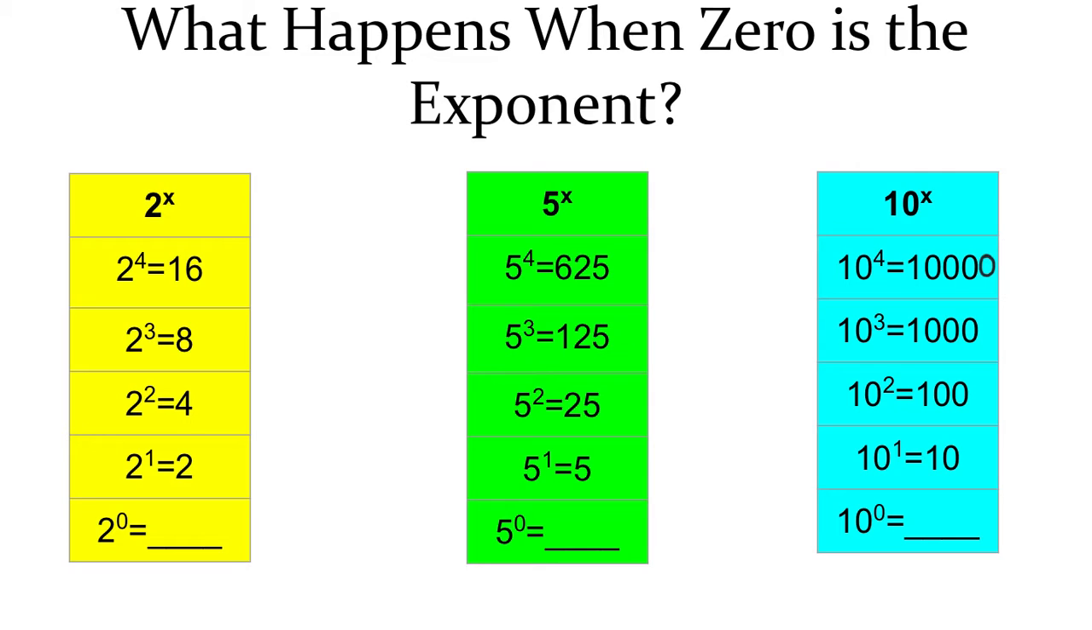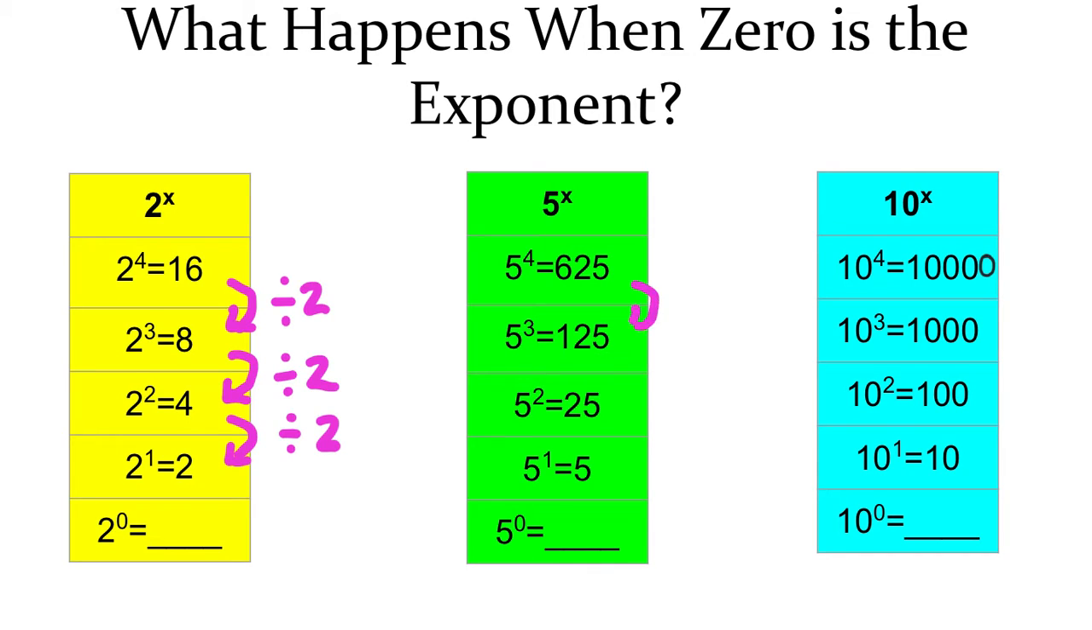Now what we have here are some sample tables of relationships. We can see 2 to the 4th power is 16, 2 to the 3rd power is 8, 2 to the 2nd power is 4, and 2 to the 1st is 2. Essentially, we're dividing by 2 each time. For the 5 to the x table, we have 5 to the 4th is 625, 5 to the 3rd is 125, 5 squared is 25, and 5 to the 1st is 5.